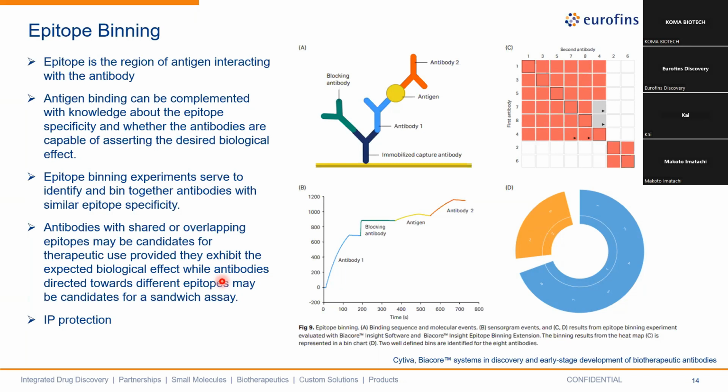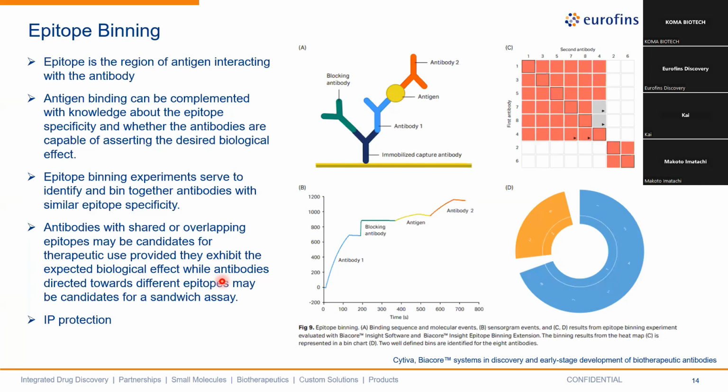So you can bin them. Some of them bind the same part of the antigen, and the others bind a different part of the antigen. Okay, so antibody binding can be complemented with knowledge about the epitope specificity. So you know the epitope of those antibodies, and then whether the antibodies are capable of exerting the desired biological effect. So maybe only the antibodies that bind to a specific part of the antigen have a biological effect that can do the inhibition. Right? If you're binding to a different part of the antigen, then probably it doesn't have any inhibition effect.